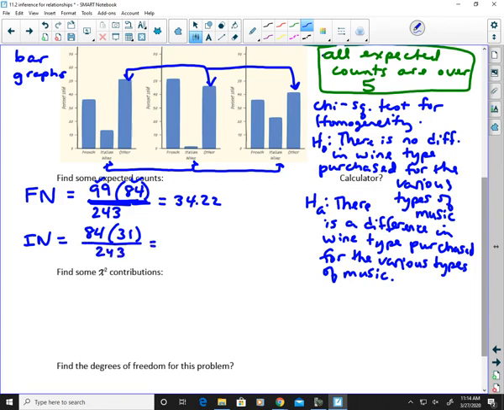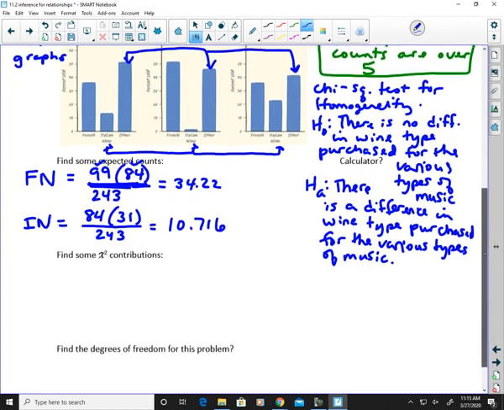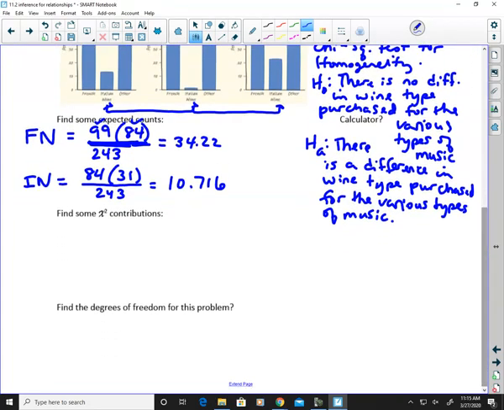We expect, let me punch that in, 84 times 31 divided by 243, we expect 10.716 to be in that category. So that's just a couple expected counts. I'm going to show you how on the calculator we can get all these numbers extremely quickly using matrices. But that's just illustrating the calculation.